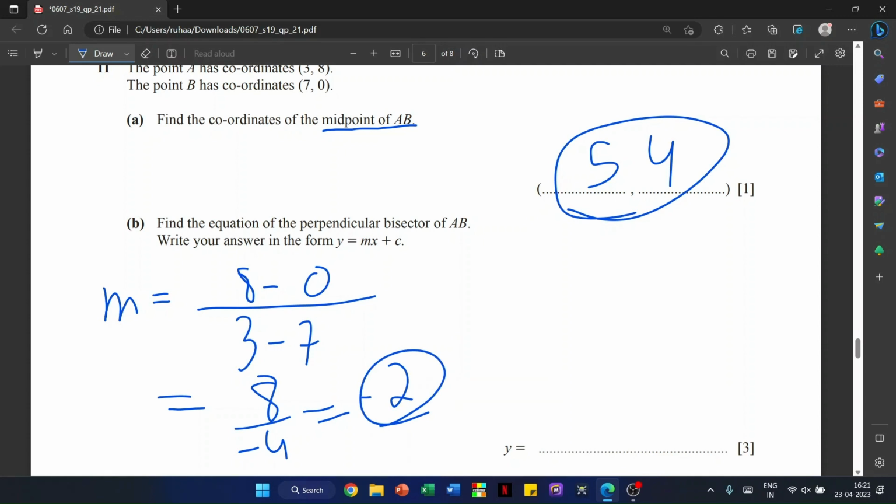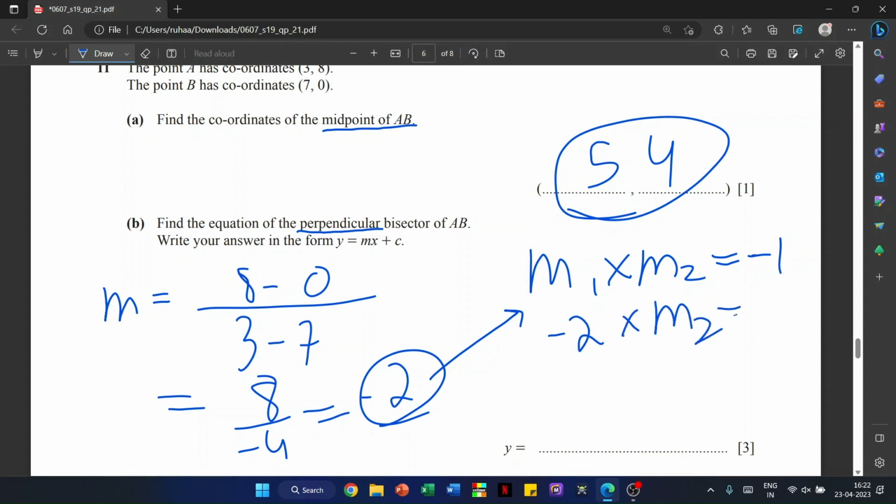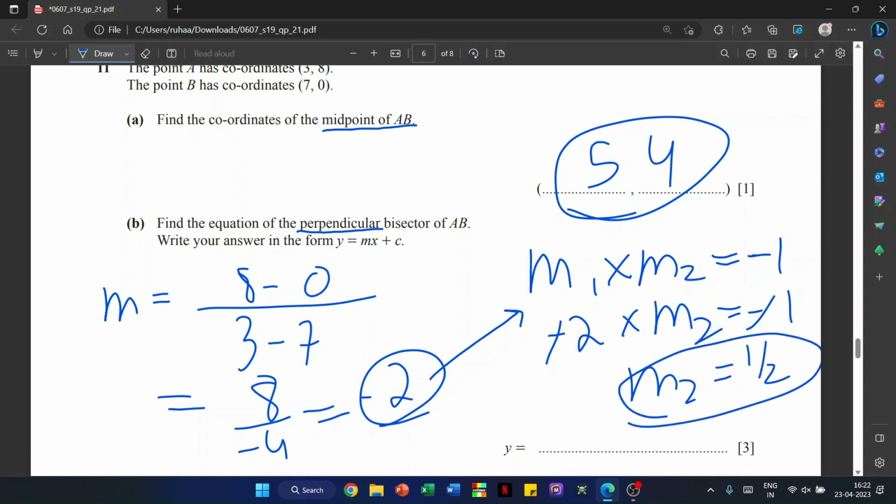Now, when it comes to perpendicular, that basically means that m1 times m2 is equal to minus 1. So this is going to be m1, so minus 2 times m2 is equal to minus 1. Minus minus gets cancelled, so m2 is going to have a gradient of 1 by 2. So the line which is the perpendicular bisector of AB is going to have a gradient of 1 by 2.